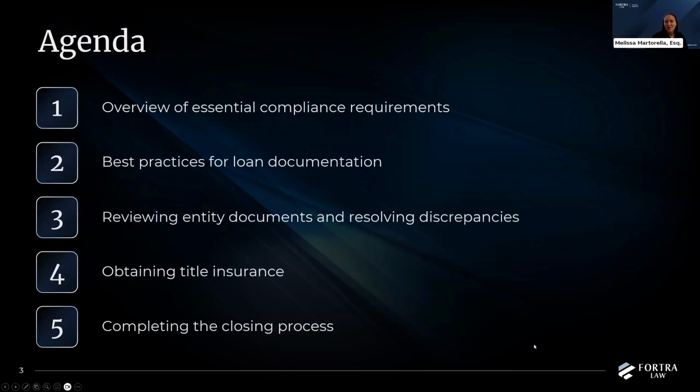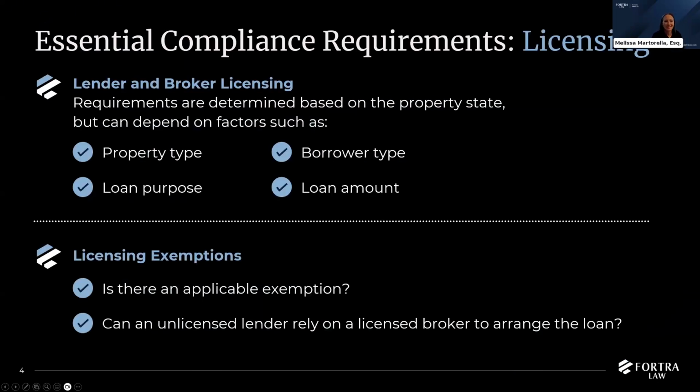Quick agenda. So first, an overview of essential compliance requirements. We'll talk about best practices for loan documentation. We will discuss how you should review entity documents and how to resolve any discrepancies. We will go over obtaining title insurance and common endorsements. And then we'll finally talk about completing the closing process itself. And so with that, take it away.